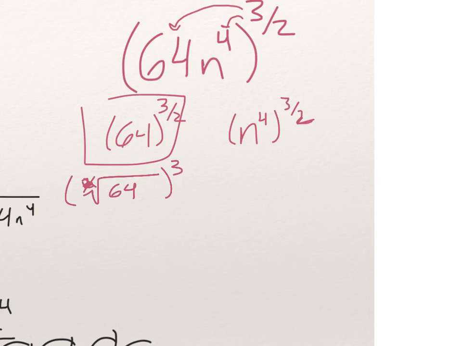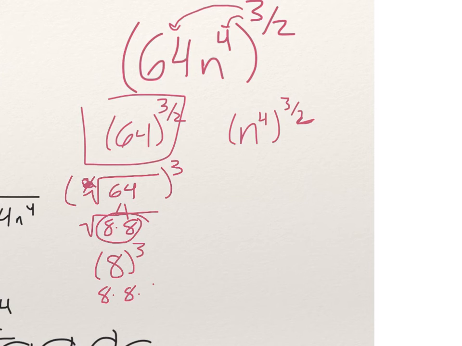So the square root of 64, we should know, is 8, but if we want to do the math, 64 breaks down into 8 times 8, and we can circle these, and 8 comes out. So we have 8 cubed, which is like saying 8 times 8 times 8, which we just did on the last part of this, and we know it's 512.